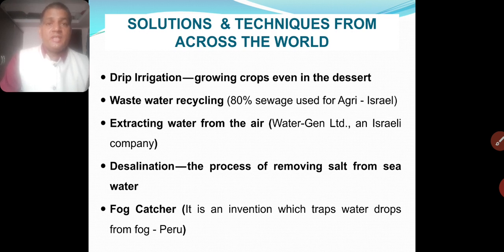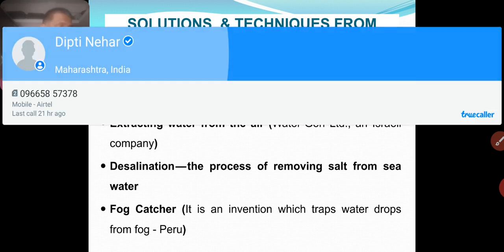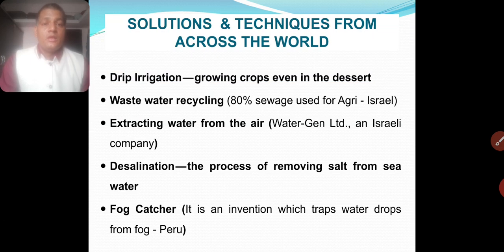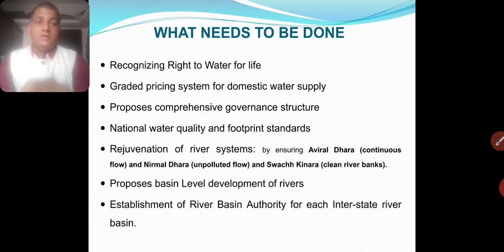Desalination, and we have the 97%. Globally, if you look at it, 97% of water is in the form of salt water, that you have to desalinate and then use. And the fifth, very important, fog catcher. You have to catch the fog and convert it into water. That is Peru. It is an innovation which traps water drops from the fog. So these are very important techniques. You have to apply them and you can recover the water.